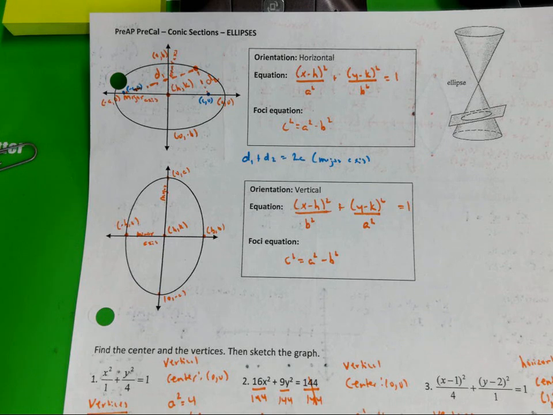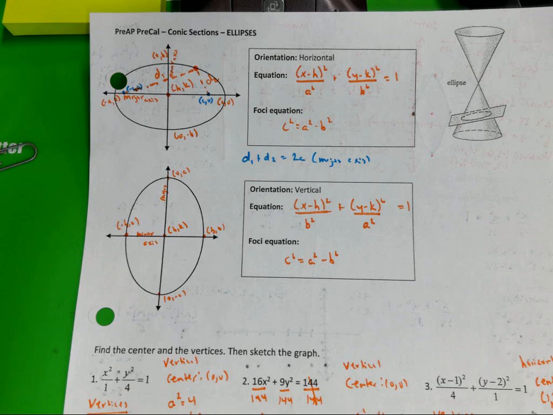A squared is always dealing with the major axis. B squared deals with the minor axis. Are we good there? Now let's talk about what A and B are. A is on the major axis. It's the distance from the center to one of the vertices. To get A squared, you square that number. B is on the minor axis. It's the distance from the center to one of the co-vertices. Does everybody understand that?